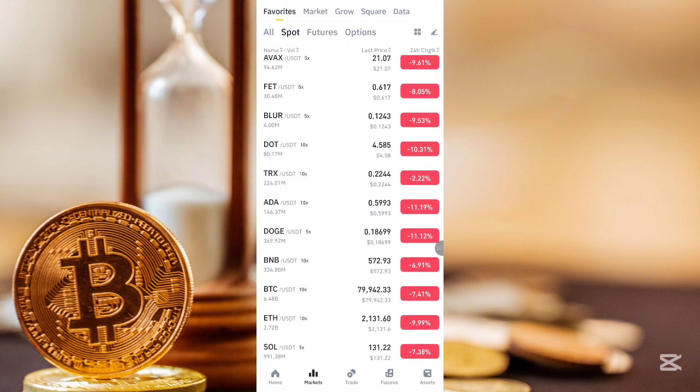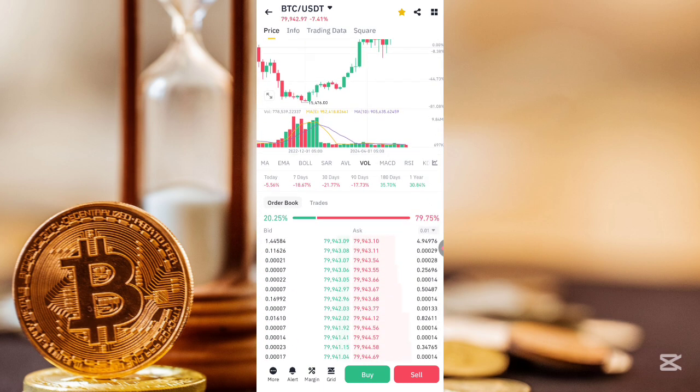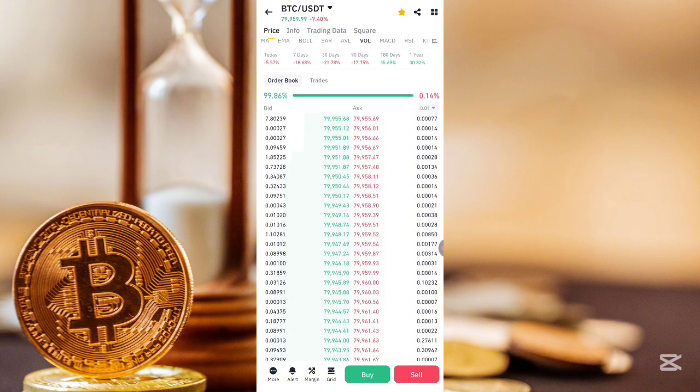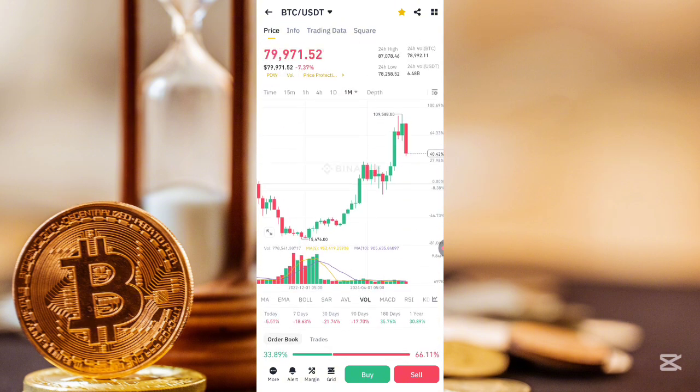Before we jump into the strategy, let's quickly define spot trading. Spot trading means buying and selling cryptocurrencies in real time at market prices. Unlike futures trading, there is no leverage, no liquidation risks. You only trade with the assets you own.